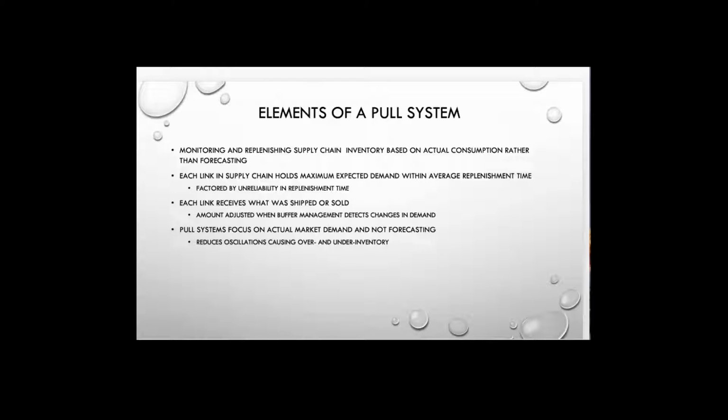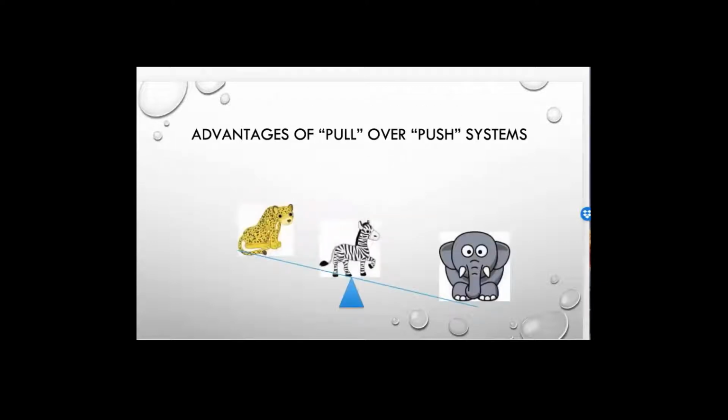Which one is best, push or pull? I got this example from one of my books that I have here, and I'm going to try to explain this without falling on my sword. Let's say we've got three types of products in our supply chain. We have a cheetah product. These are products that move very fast. We have very high demand for these. These things fly off the shelves. We have a zebra product, which is average.